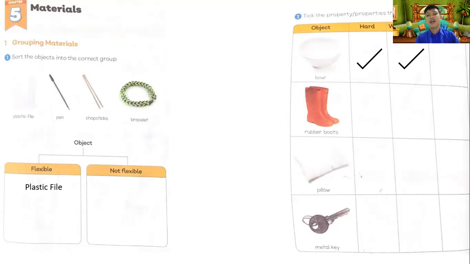Alright? Very good. So you can do the same thing with rubber boots. Is it hard? Is it waterproof? Can be bent? The pillow, is it hard? Is it waterproof? Can be bent? Metal key, is it hard? Waterproof? Can be bent? So you just need to check, and not check if it is not included in that box.